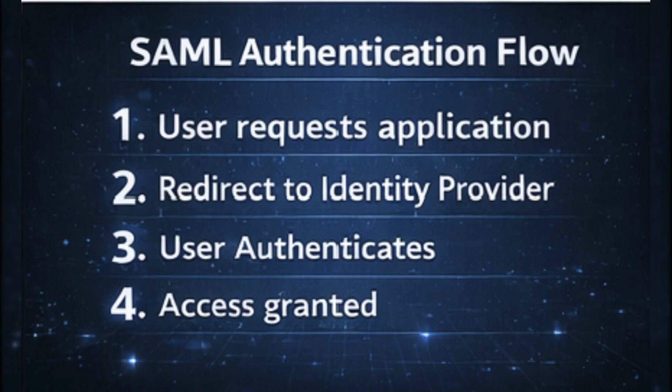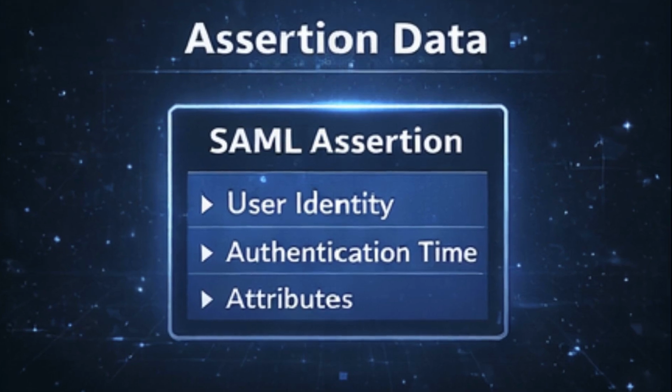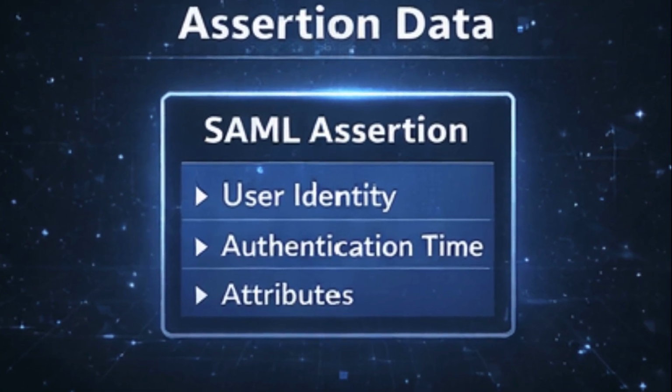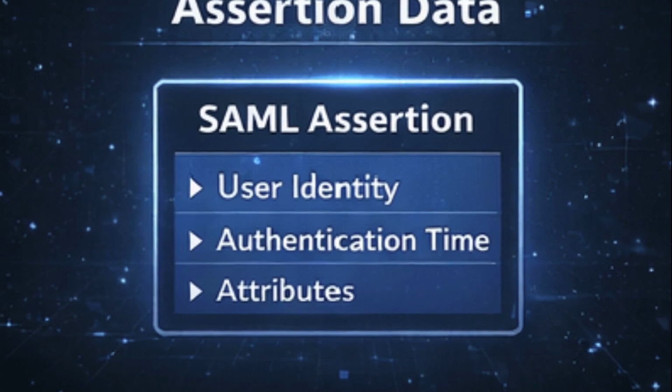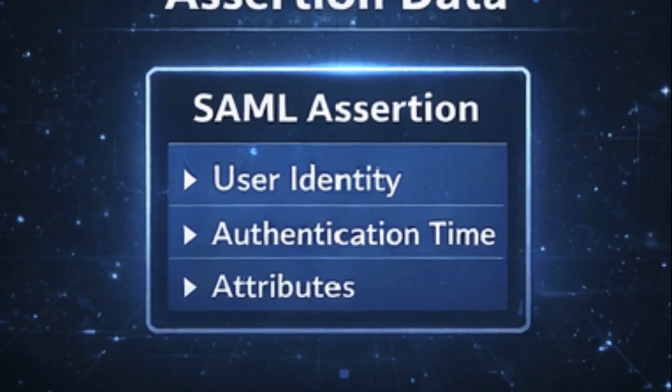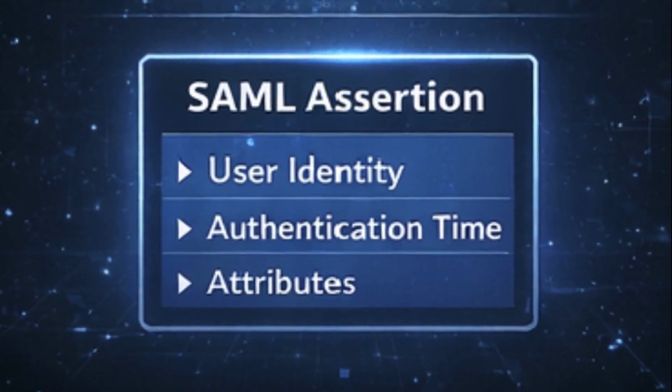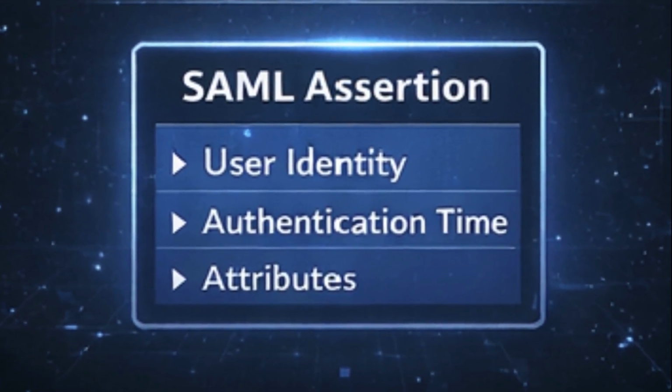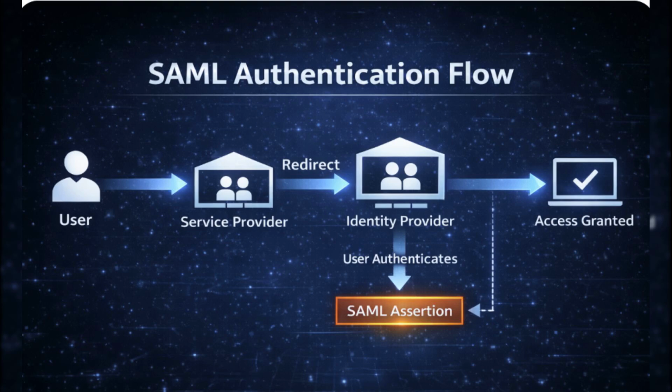The application uses this information to determine whether the user should be granted access. The assertion can contain details such as the user's identity, authentication time, and attributes that may be used for authorization decisions. To ensure the message has not been tampered with, SAML assertions are digitally signed by the identity provider. The service provider verifies this signature before granting access.